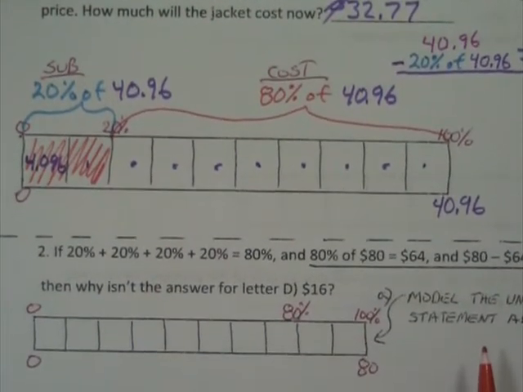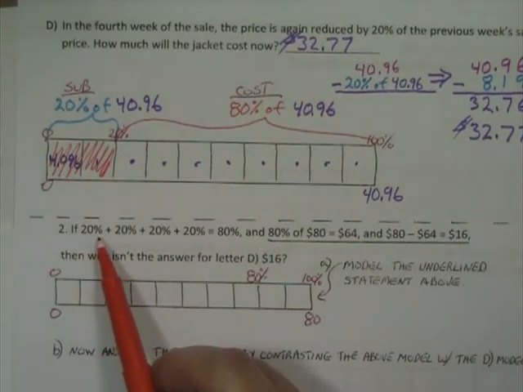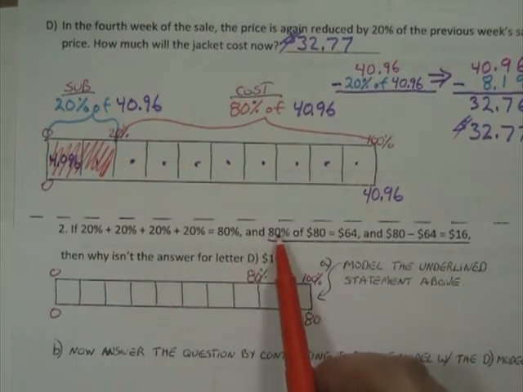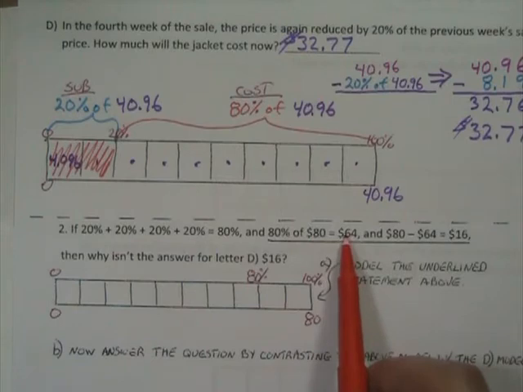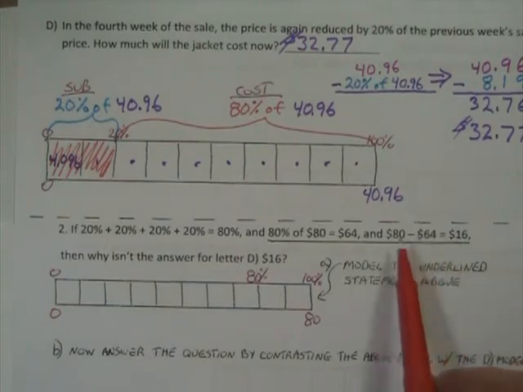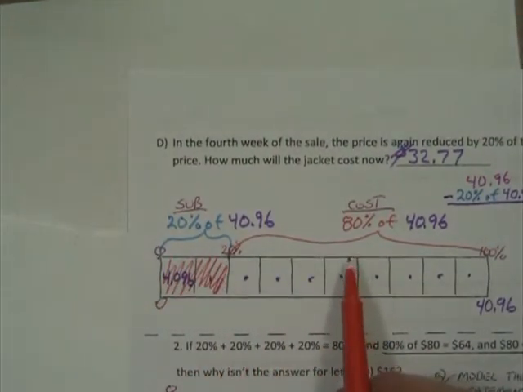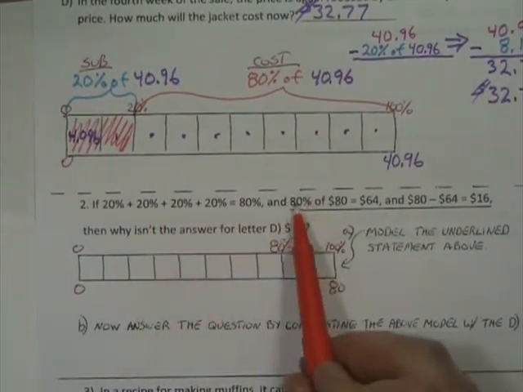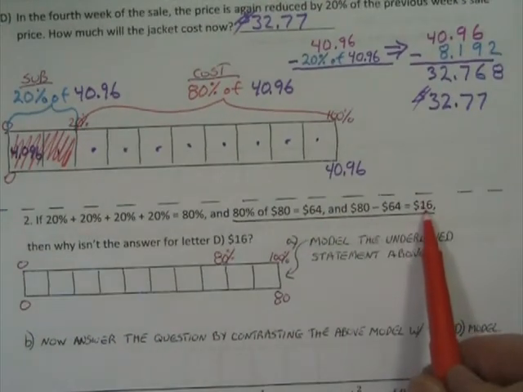It says that if 20% is taken away, you have 80%, and if you take 80% of $80, that's $64. And 80 minus 64 is $16. So in other words, they did kind of like what we did here. We took 20%, we subtracted it. What they're saying here is that if you took away 80% of $80, you would have $16 left.